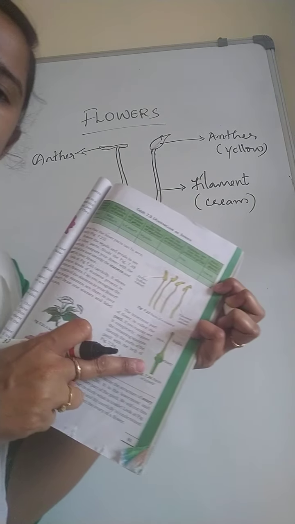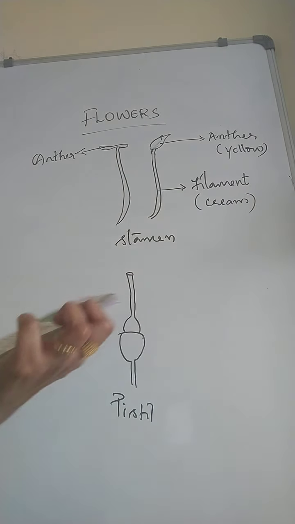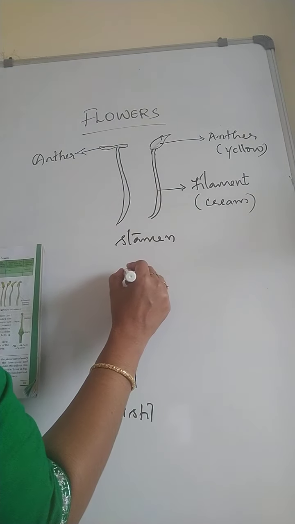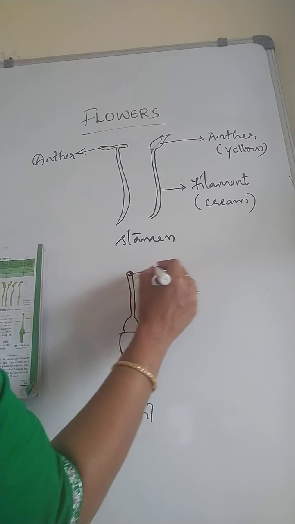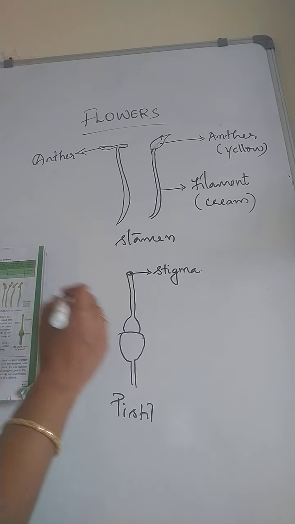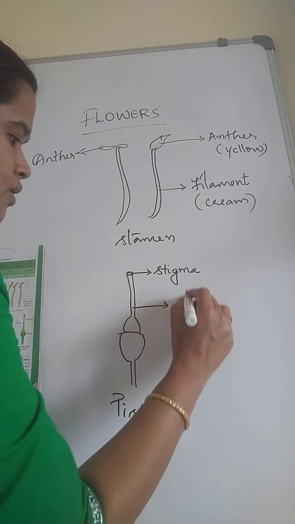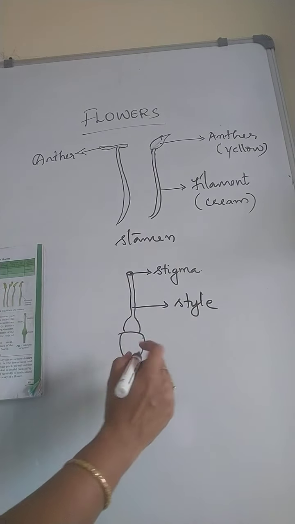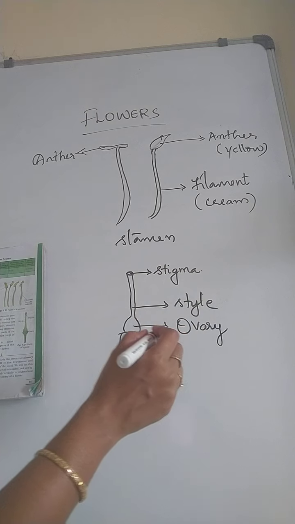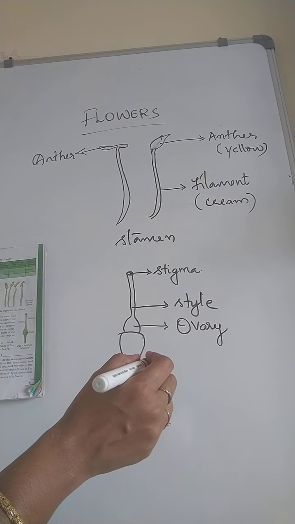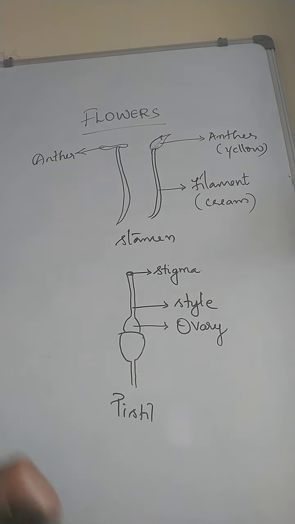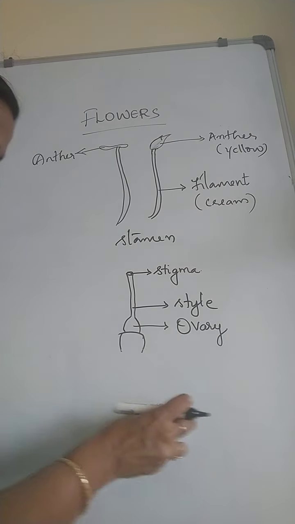So this is the enlarged diagram of the pistil. Then we can see what the parts of the pistil are. You can see here one bud-like structure that is called a stigma, and this rod-like structure is called a style, and this shape is called the ovary. Okay, so these are the parts of the pistil.